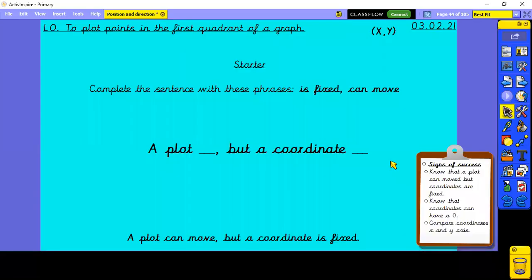Okay, so the correct answer is that a plot can move, but a coordinate is fixed. So if you think about our graphs, we can put plots in different places, but whenever we read a coordinate of a plot, that is fixed, that cannot be changed. Okay, so well done if you got that correct. And if you didn't, have a little think about the meaning of our correct sentence.